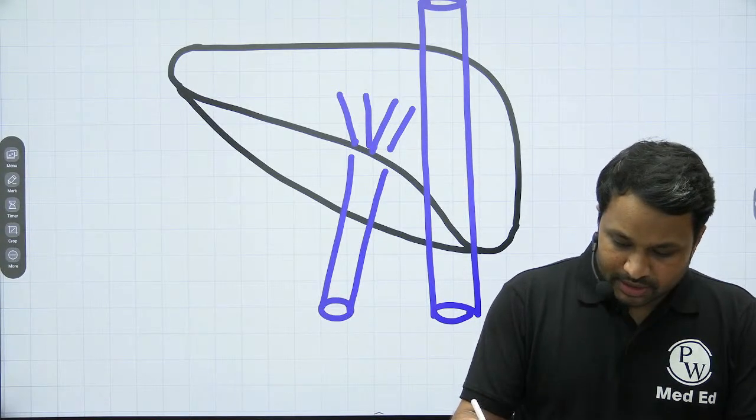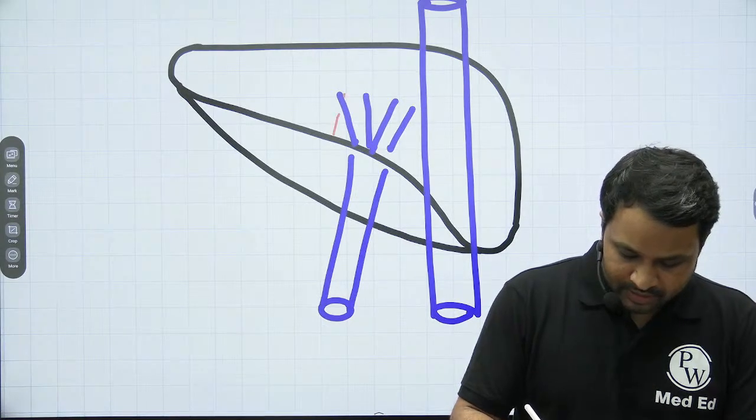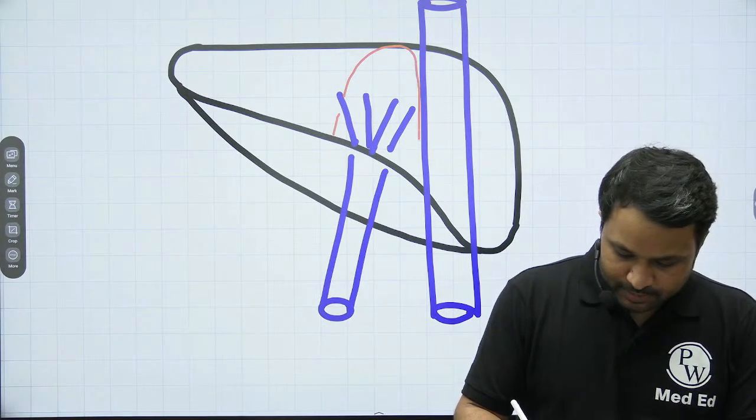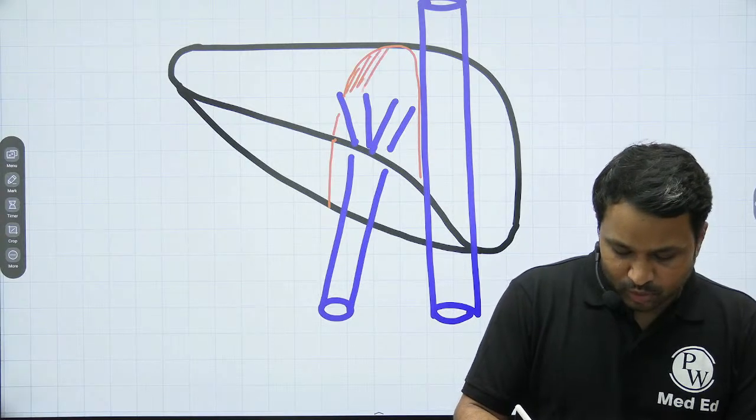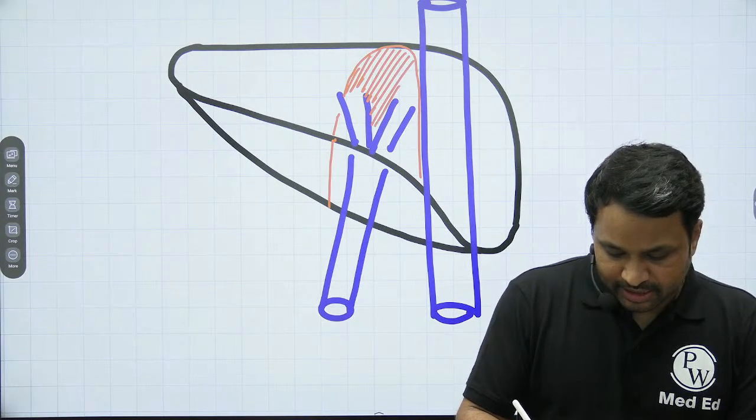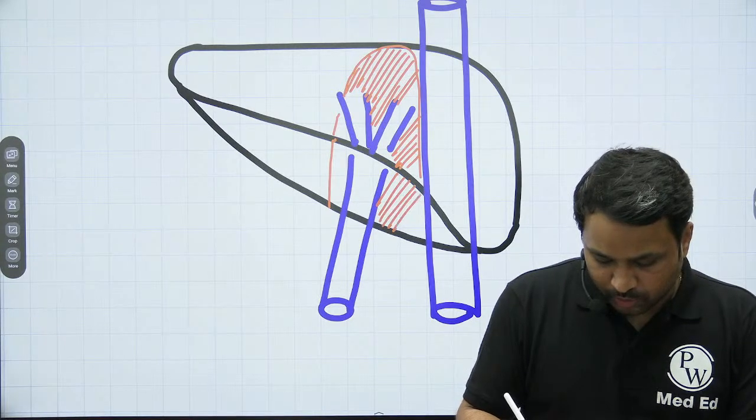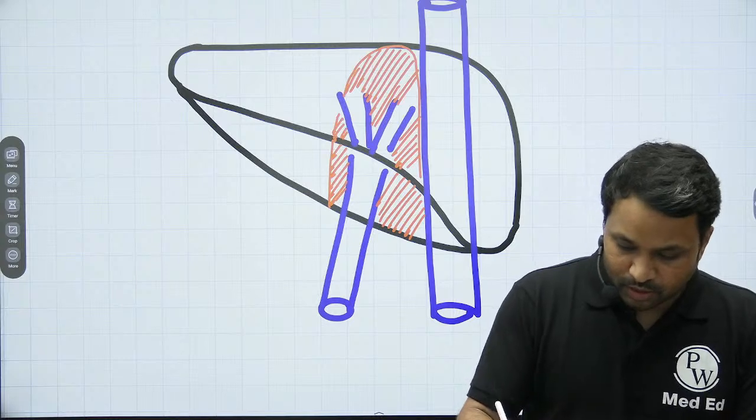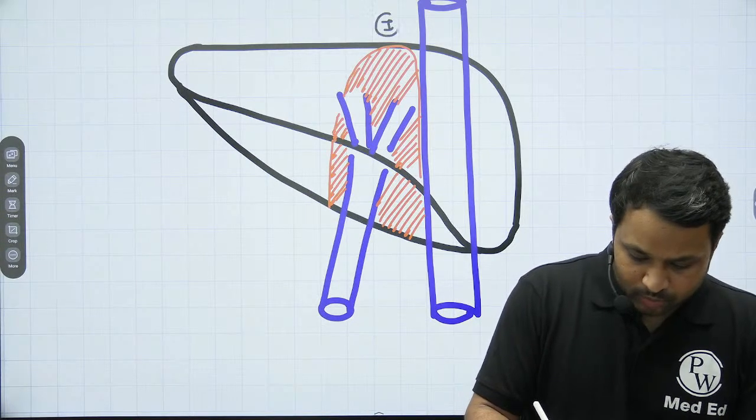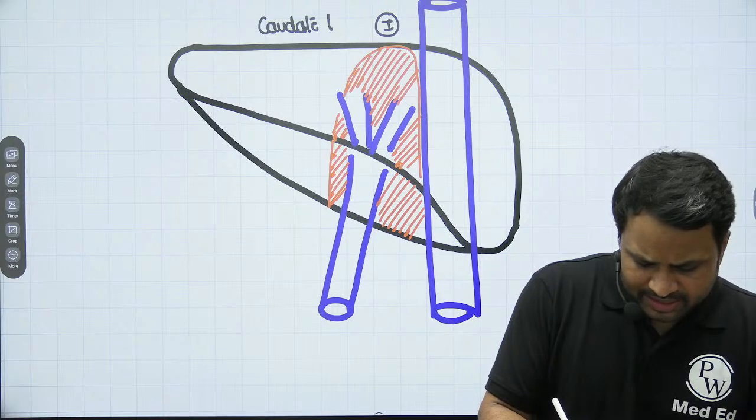In between these two, you see that there is this part of the liver that is present. This part of the liver that is present between the IVC and the portal vein, extending backwards between the IVC and portal vein. Now this is what we call segment 1 of the liver, and this is what we call the caudate lobe. It is an independent lobe.